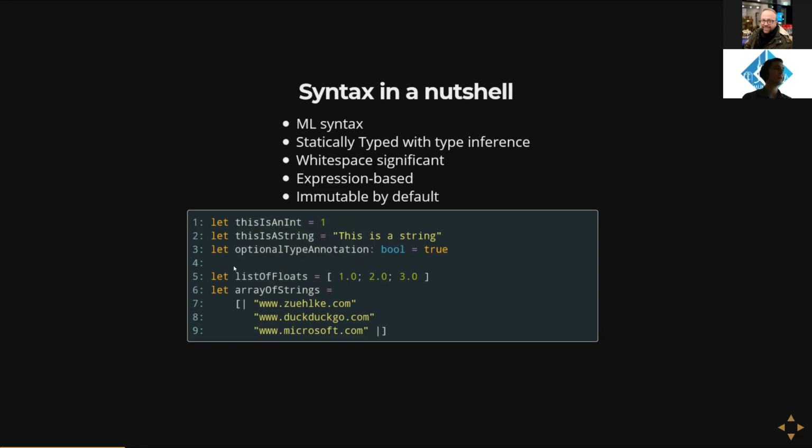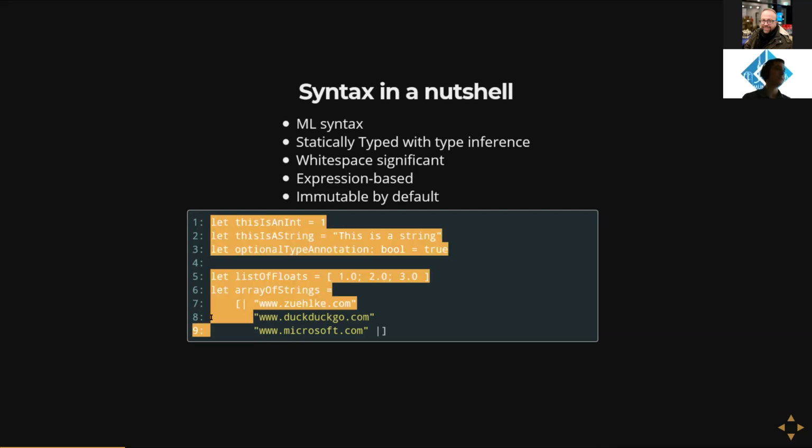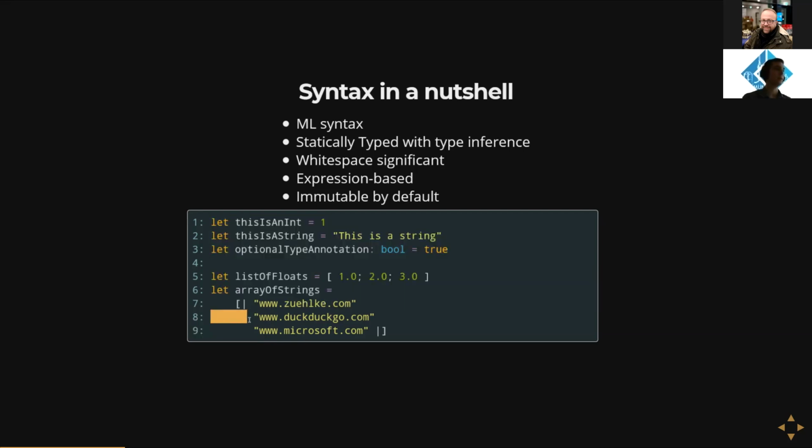And here we have a list of floats. And this is, once again, all inferred. So the compiler already knows what type this is. And same thing with an array of strings. It's slightly different syntax to the list. But here you can also see we have no semicolons and it's actually whitespace significant. So if we didn't have these spaces over here, then it wouldn't compile.